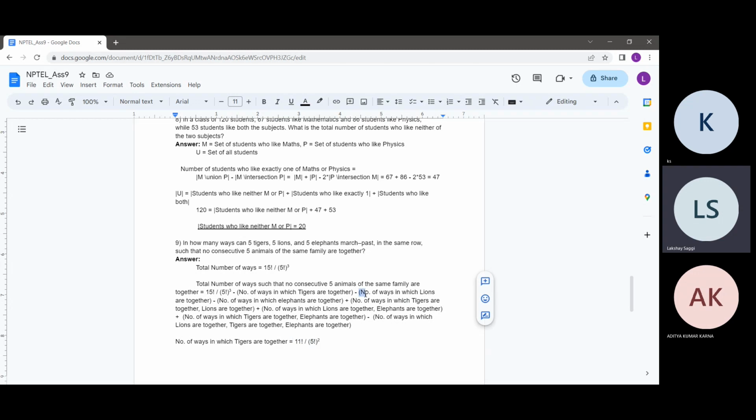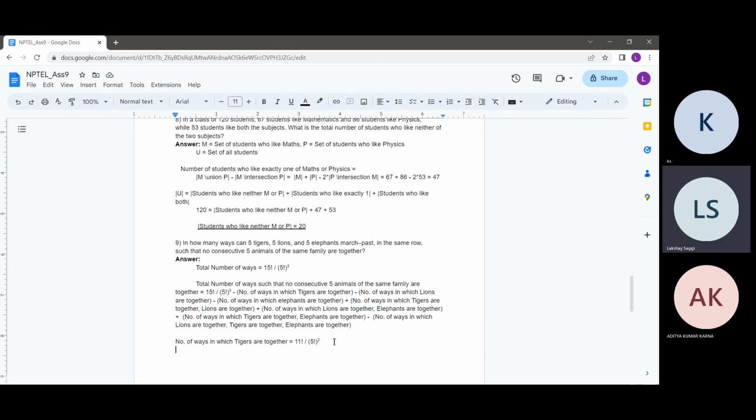So similarly, I hope this is clear. And then this number of ways in which lions are together will also come out to this value only. And this will also come out in which elephants are together will also come out to this value. So now calculating this value in which tigers are together and lions are together.